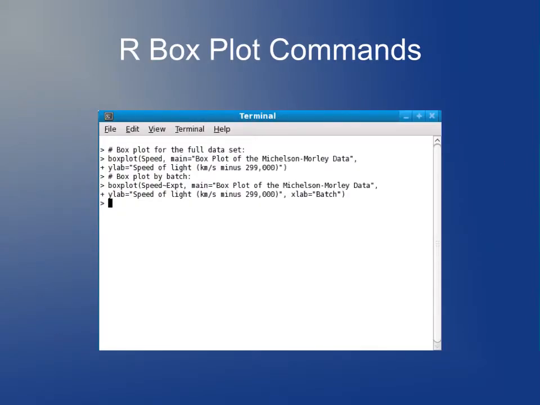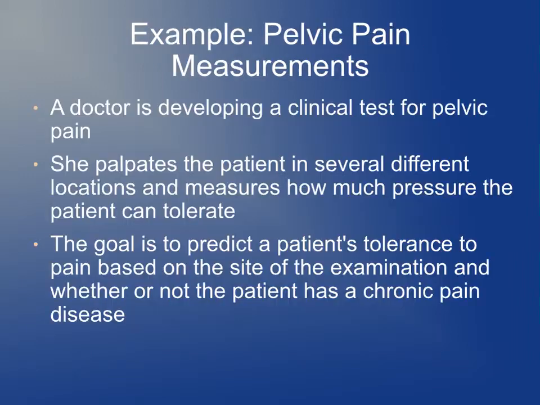If you're curious about the R commands that were used to generate these box plots, they're here. Like I said, the first is for the full data set, the second is by batch. This is similar to the commands for plotting data that I described in the previous lecture, but if you want an example, there you go.